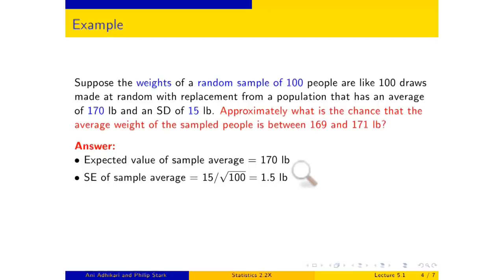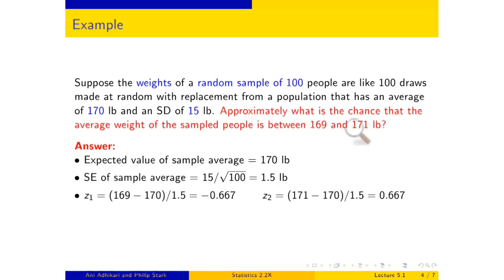So what is the thing to do now? Well, the thing to do now is to say, all right, well, I expect the sample average to have a probability distribution that follows the normal curve centered at 170, give or take 1.5. I want the chance of getting between 169 and 171. And so what do I do? Well, I convert these two to standard units. And I've just done that.